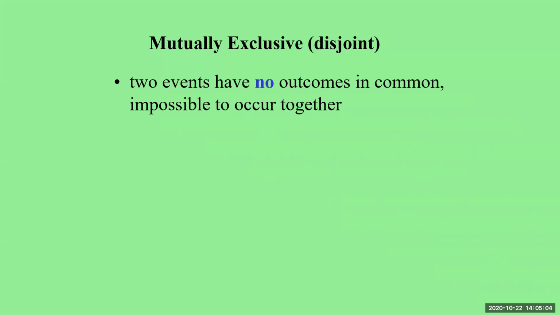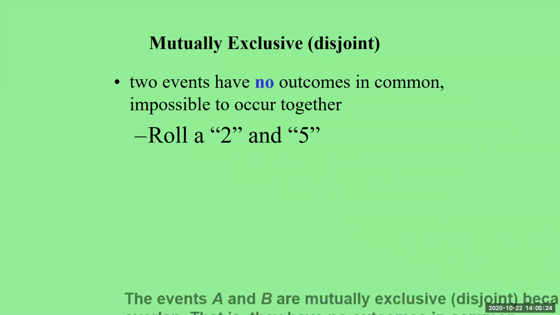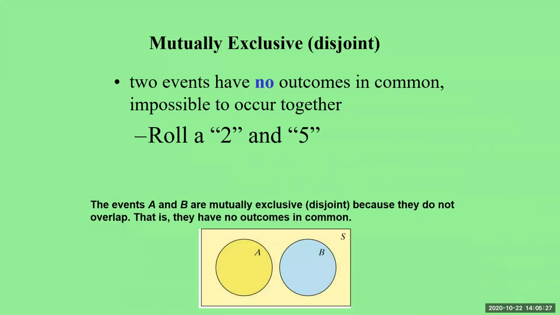So what does it mean to be mutually exclusive? Could also be called disjoint. This means that two events have no outcomes in common. It's impossible to occur together. So for instance, if I have a normal die, rolling a 2 and a 5 at the same time is not going to happen. I either roll a 2 or I roll a 5. If we think visually about what a mutually exclusive or disjoint Venn diagram would look like, there's no overlapping. They can't occur at the same time.